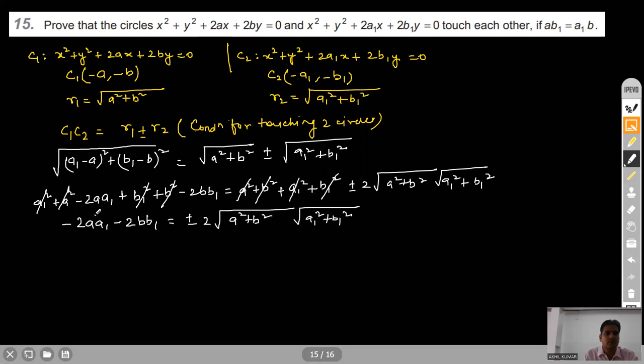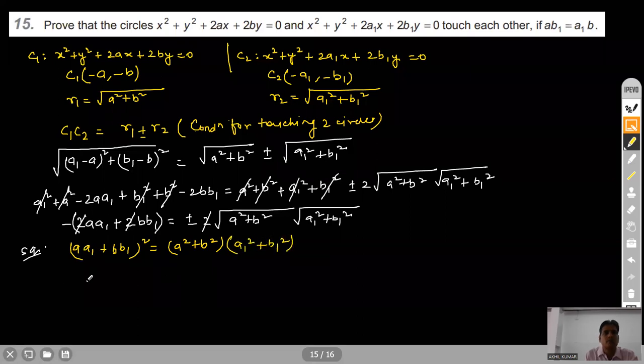Okay, so let's take this negative common, so this sign will be plus. And this 2 will also be cancelled out. And again squaring, if you square it again, what you will get? You will get (AA1 plus BB1) squared is equal to, this square root will be removed, meaning (A square plus B square) into (A1 square plus B1 square).